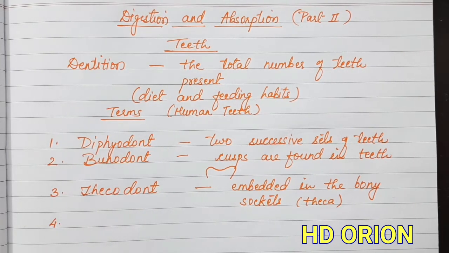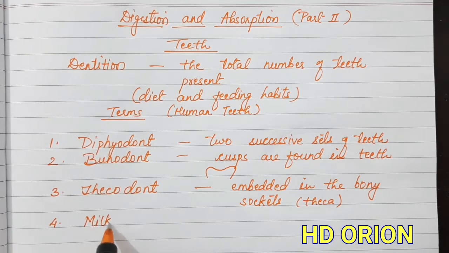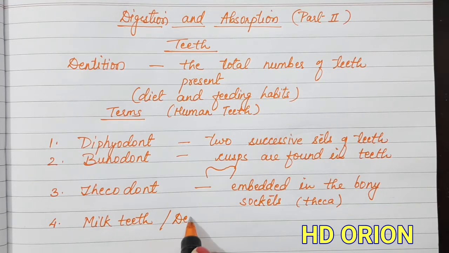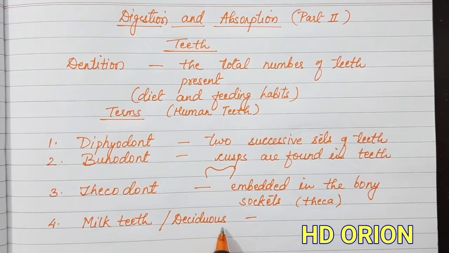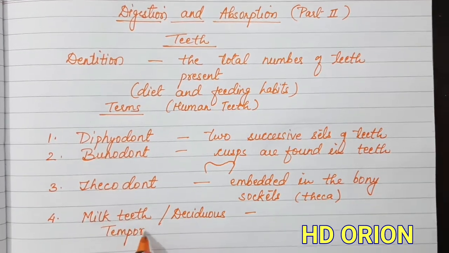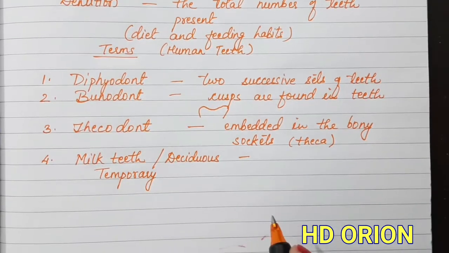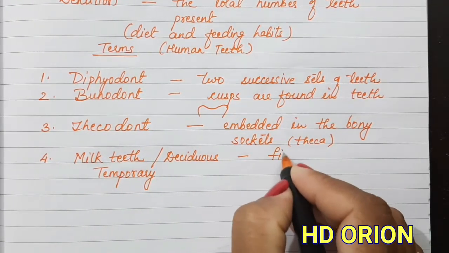The first set of teeth that we have is the milk teeth, which we also call deciduous teeth. So the child, usually up to 12 years old, has the deciduous teeth. The deciduous teeth are temporary. They are only for a few years. So this is the first set of teeth.